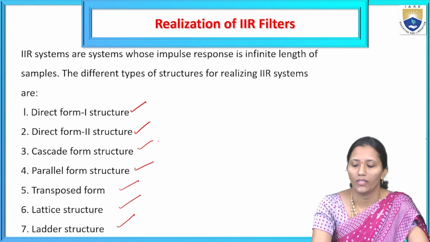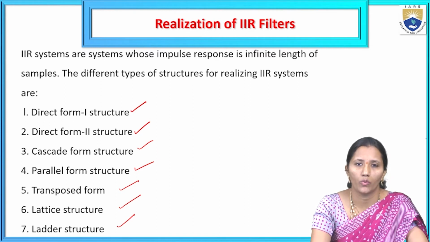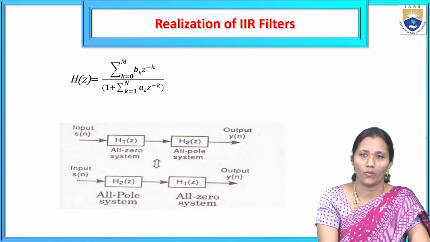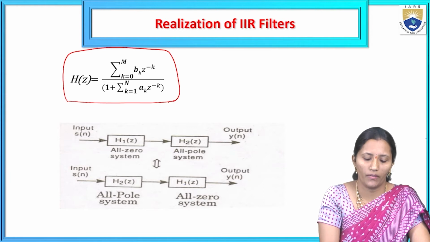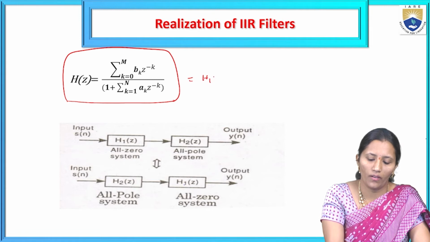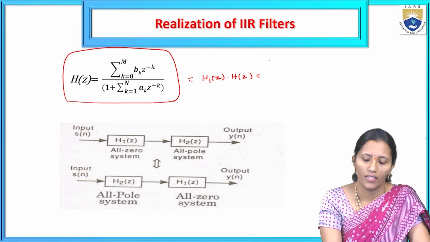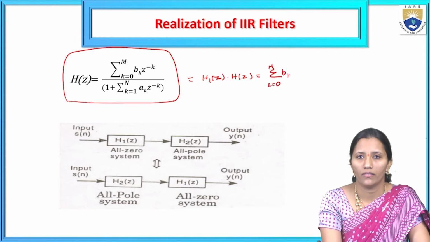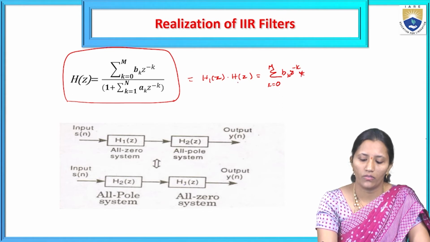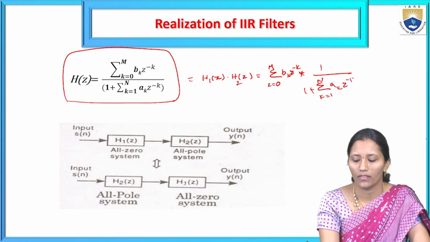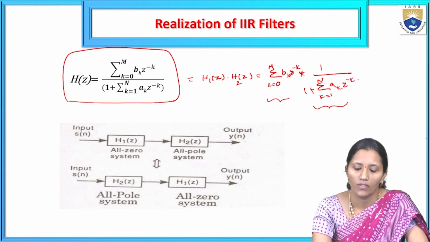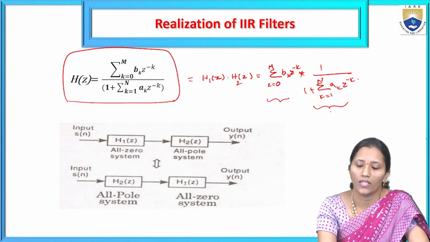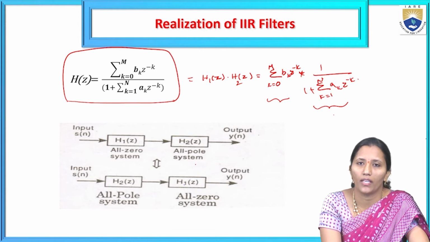Okay. In this session, we are going to discuss direct form 1 structure and direct form 2 structure. Before discussing direct form 1, we take the general transfer function of the IIR filter. I can write H of z as H1 of z into H2 of z, where H1 of z is the sum from k equals 0 to M of b k z power minus k, and H2 of z is 1 by 1 plus the sum from k equals 1 to N of a k z power minus k. So we have a numerator and a denominator, and we take separate transfer functions for them, H1 of z and H2 of z.